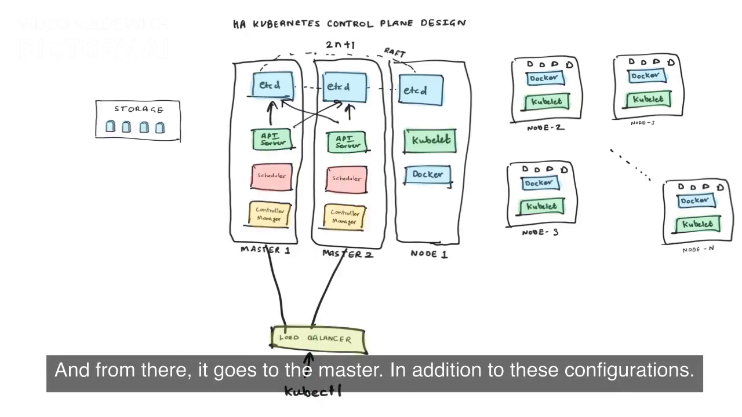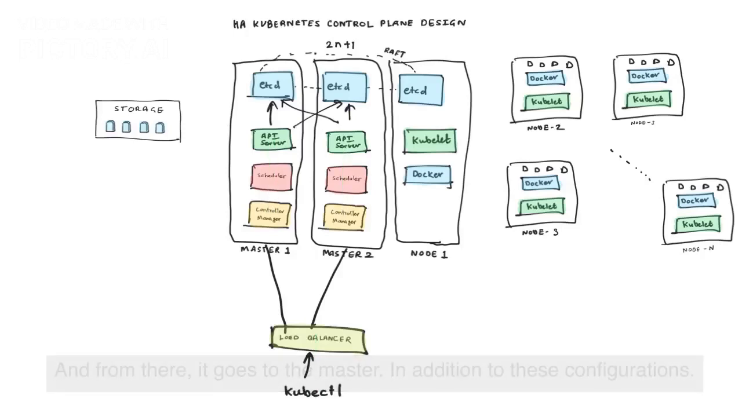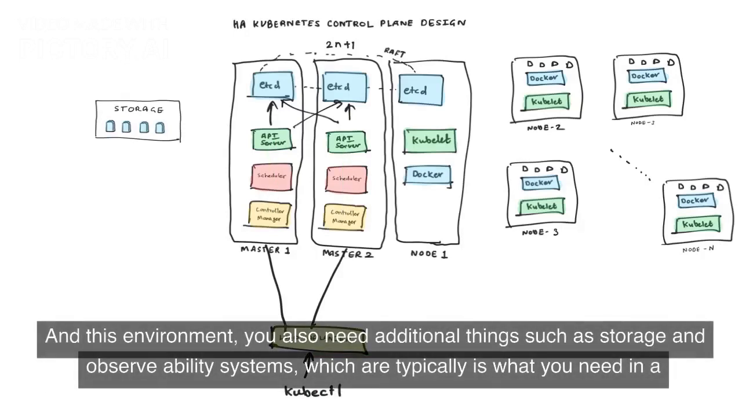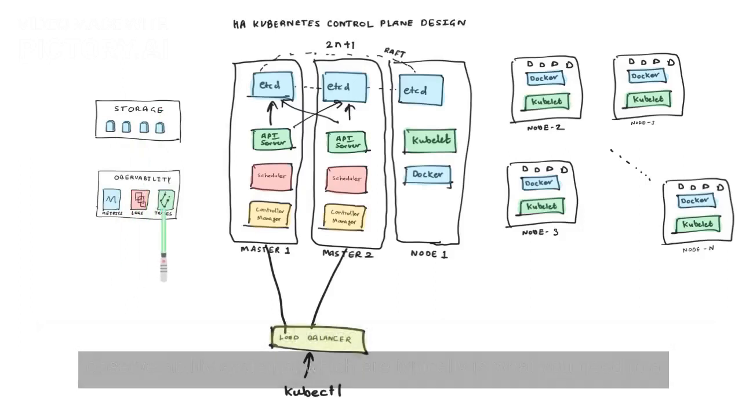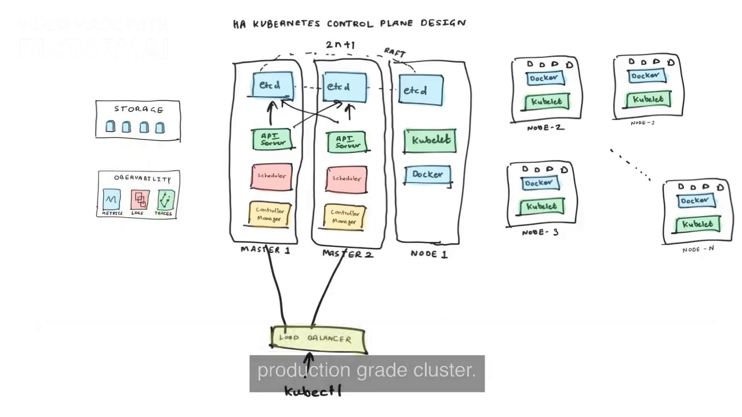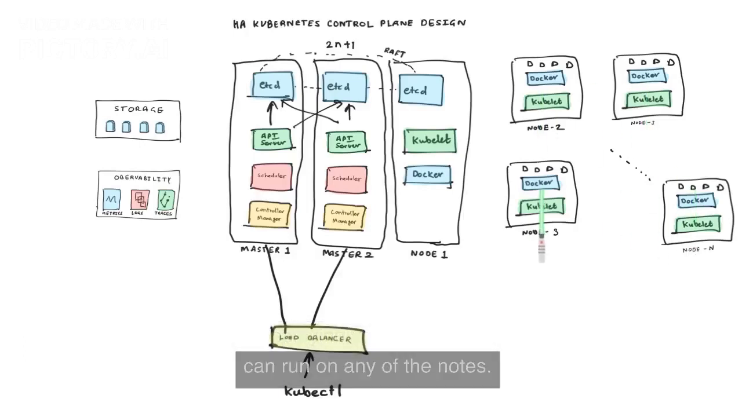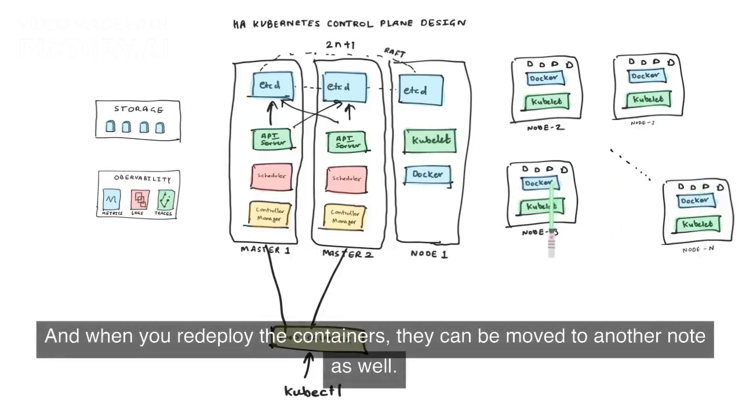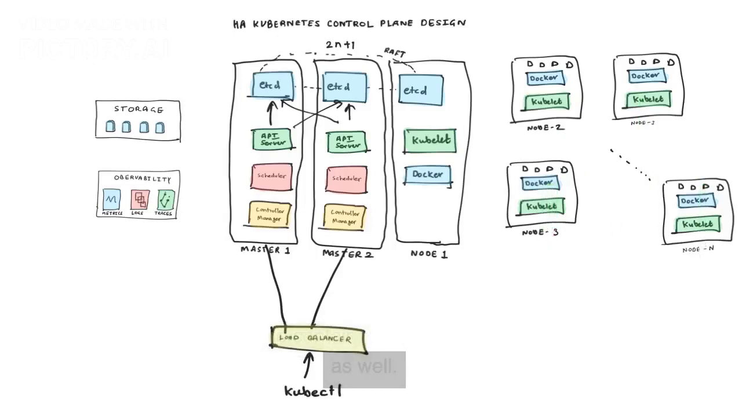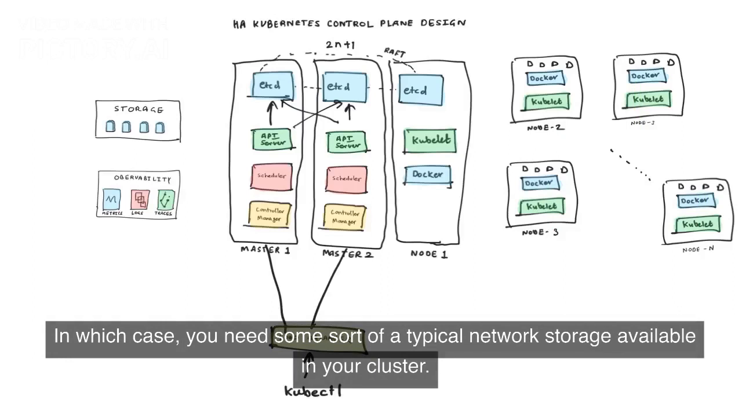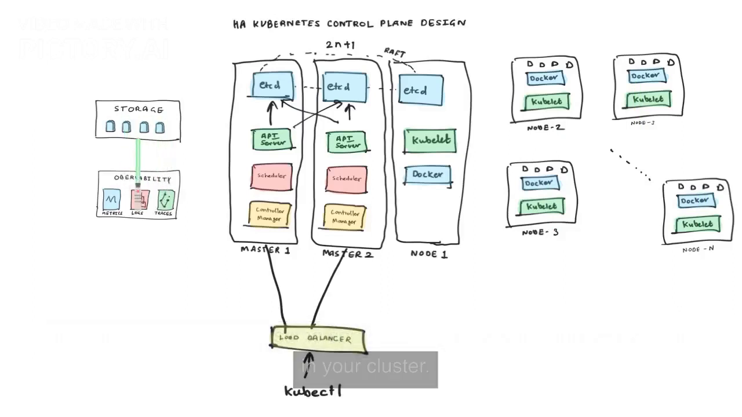In addition to these configurations, you also need additional things such as storage and observability systems, which are typically what you need in a production grade cluster. Once you start deploying your microservices, your containers can run on any of the nodes, and when you redeploy the containers, they can be moved to another node as well, in which case you need some sort of network storage available in your cluster.